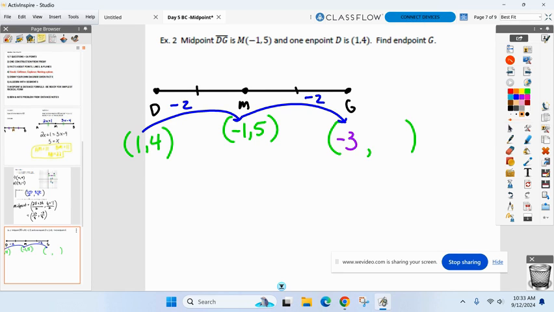Do the same thing for the y's now. Where do I start on the y-axis? 4. This one's not a tough one, right? I go to 5. How many units did I travel? 1. Up. 6. Up 1. Do it again, because it's in the middle. Go up 1. Where do you end up at? 6. So there's point G.